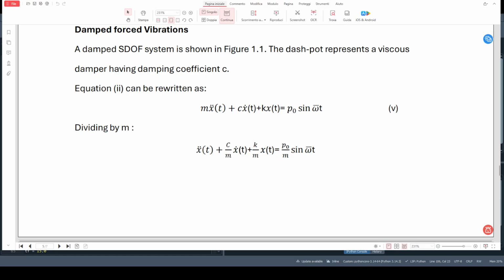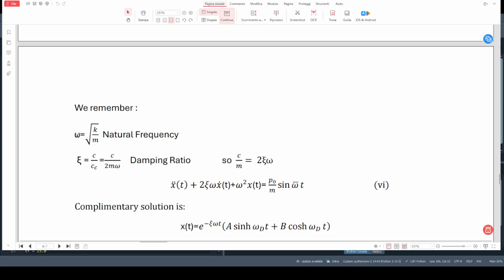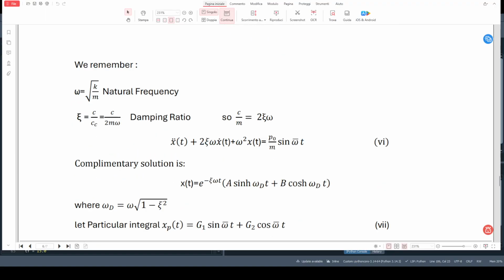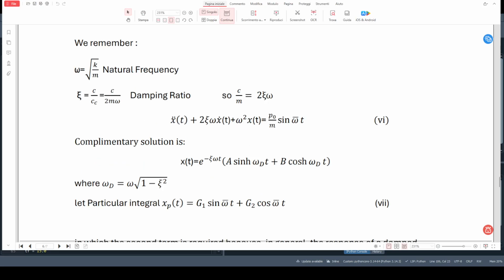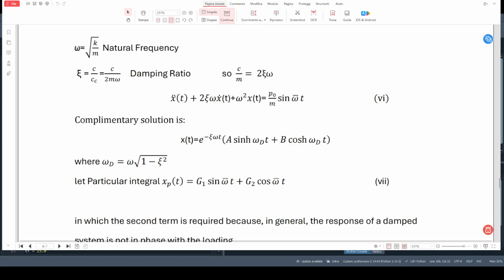Divide by the mass, the equation can be written in this way, remembering that omega is the square root of k divided by the mass, and zeta is the damping ratio, the damping coefficient c divided by 2 m omega. We can rewrite the equation in this way. The complementary solution is x(t) equal to e to the power minus zeta omega t, times A sin(omega d t) plus B cos(omega d t), where omega d is equal to omega times the square root of 1 minus zeta squared, the damping ratio squared.